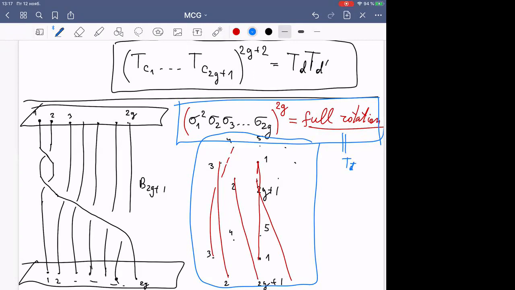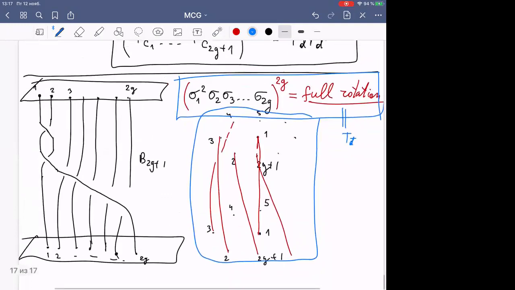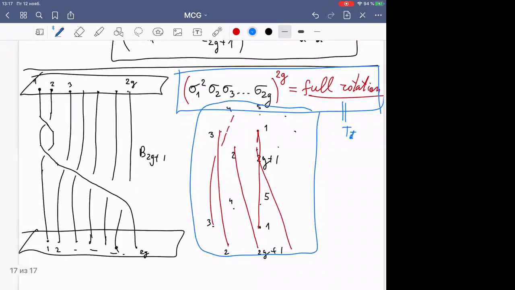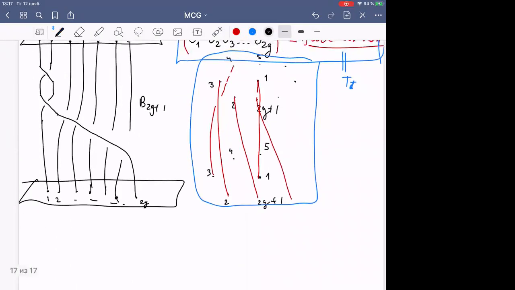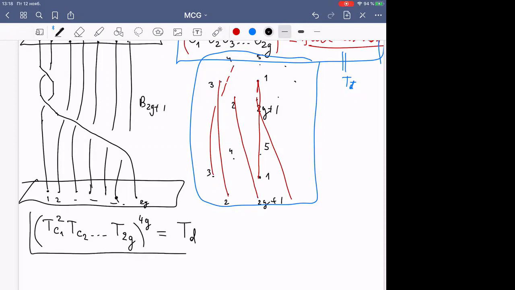Now we again have, okay, of course, yes. And now we again need to take the square of this relation, and we get that if we take this element, the first is squared, all others are not squared, and take it to the power 2g, then we get again the twist about the boundary component.